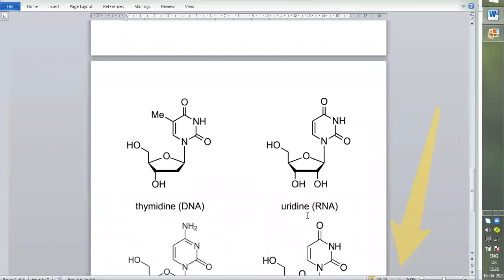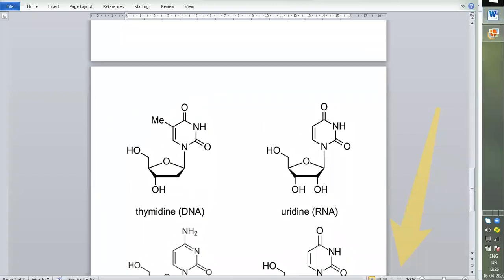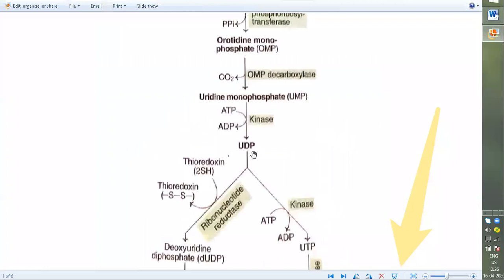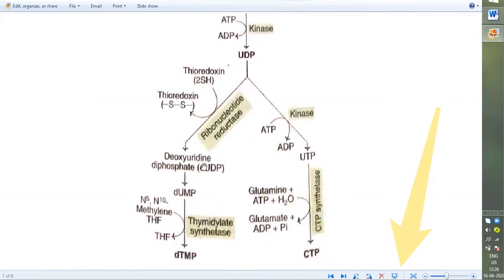So this is the structure of uridine. Here CO2 will be released, and here it is attached to the ribose phosphate. Okay, so now this UDP is converting into deoxyuridine diphosphate. If you observe the structure name, deoxy means it doesn't have any hydroxy group at the second position.